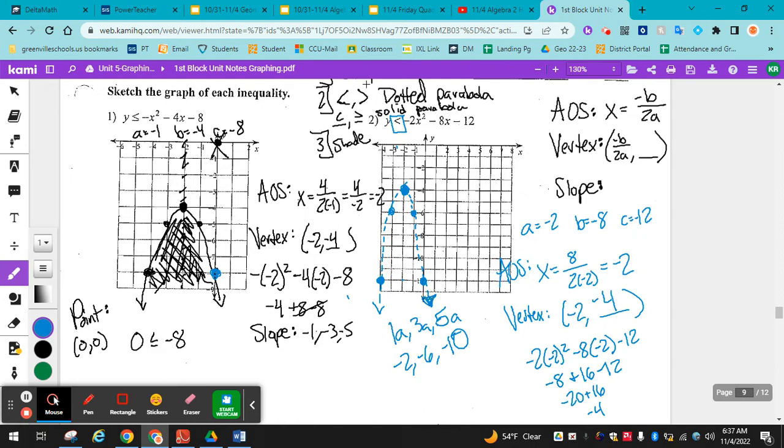All right. Less than, we shade below the graph. Below the graph is inside the parabola. If you do not like that method, you can always test a point.